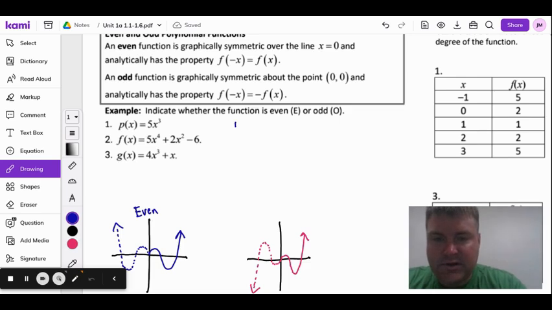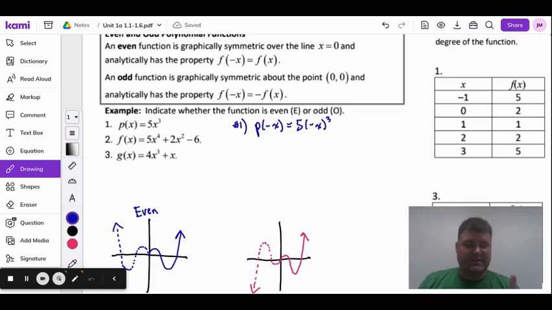So for number one, didn't really leave you a lot of room here, but we're going to test p of negative x. If I throw in a negative x, I'm going to get 5 negative x all cubed. And all we got to do is just one step of simplification. If it matches, we're even. If every single sign changes, we're odd. If neither of those things happen, then we're not even or odd.